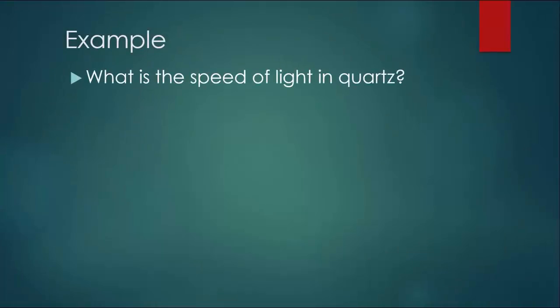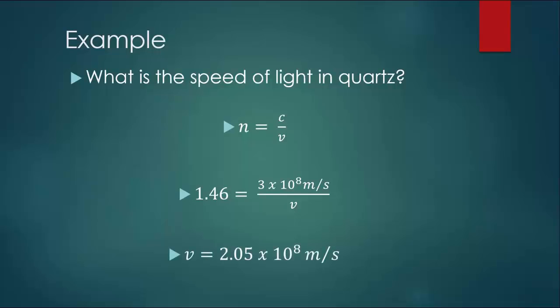Let's take a look at an example. What is the speed of light in quartz? Well, we start with N equals C over V. We can plug in the index of refraction of quartz, 1.46, and the speed of light in a vacuum, 3 times 10 to the 8 meters per second. We do a little cross multiplication and division, and we find that light travels 2.05 times 10 to the 8 meters per second in quartz. It's still really fast, 205 million meters per second, but it's still slower than light travels in a vacuum.